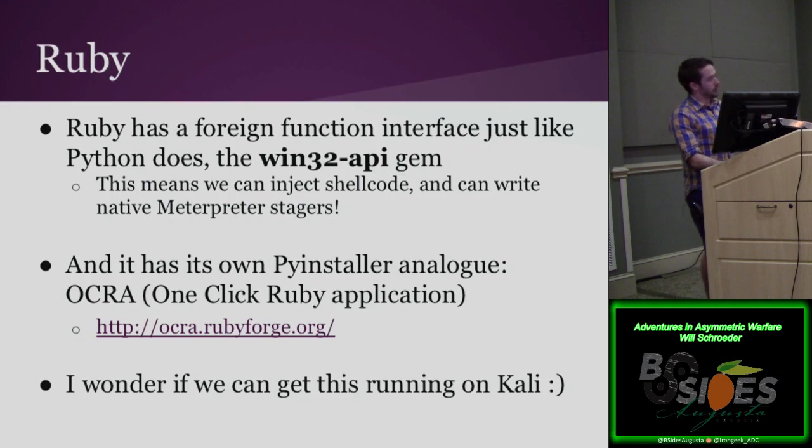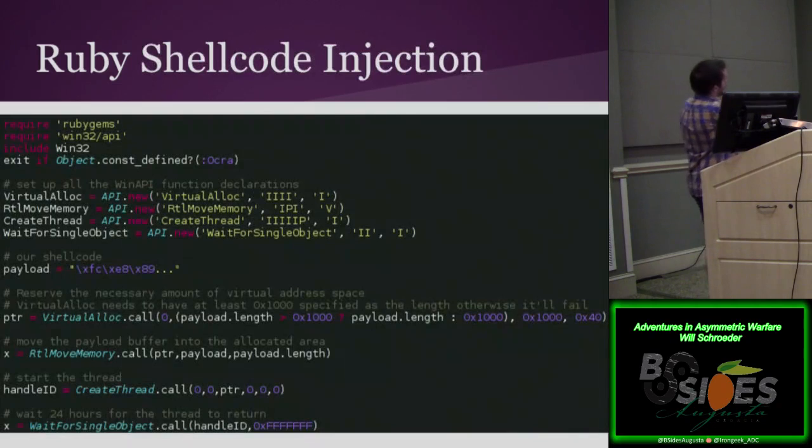Our philosophy is that we want a single monolithic attack platform, so you don't have to switch back and forth. This is showing the Ruby shellcode injection. You set up your VirtualAlloc, RtlMoveMemory, and CreateThread, and you have your shellcode here. It's pretty easy: VirtualAlloc a memory page, move all the memory there, create the thread, and wait for the object to complete, basically waiting forever. This entire thing will inject whatever shellcode you want, all in Ruby.